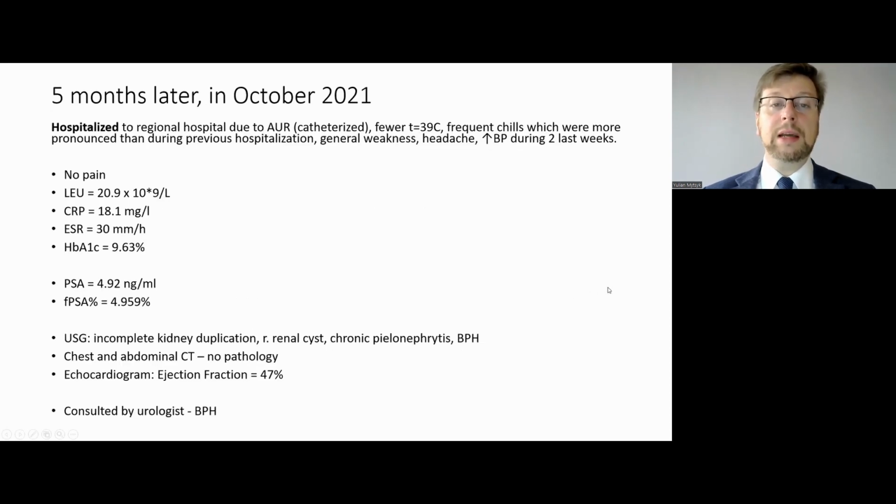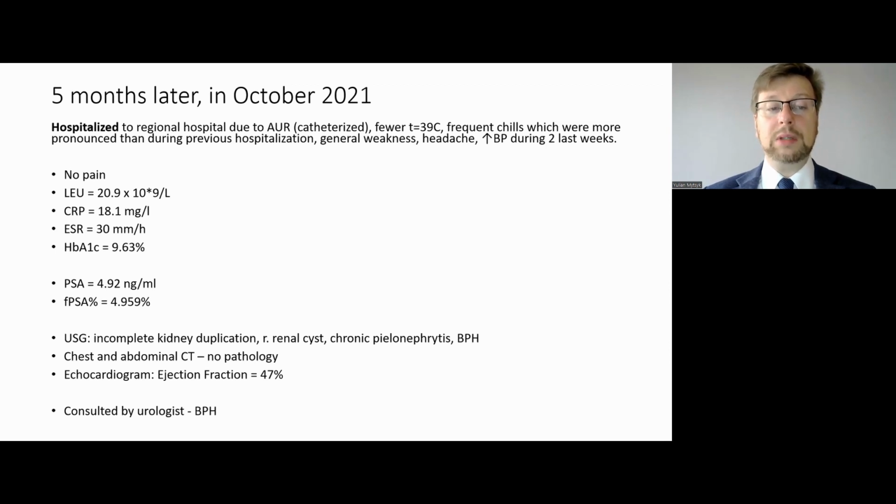However, 5 months later, in October, the patient was again hospitalized to a regional hospital due to acute urinary retention. The patient was catheterized. The patient had a high fever, frequent chills, which were more pronounced than during the previous hospitalization, general weakness, headaches, and increased blood pressure during the last 2 weeks. Again, with no pain, with high leukocytes, significantly increased CRP, ESR, and blood sugar.